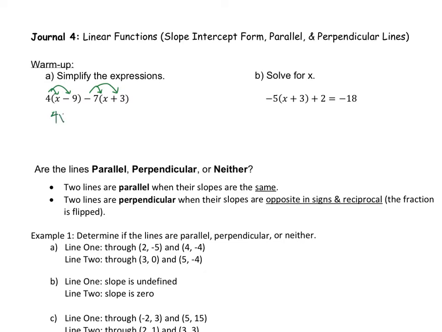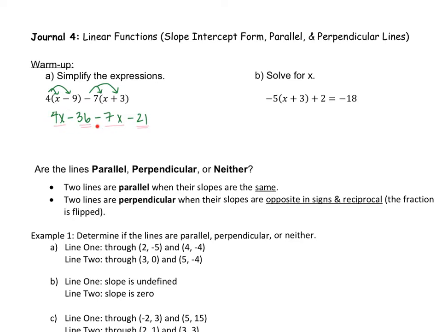So we would have 4x, 4 times 9 is 36, -7 times x equals -7x, and -7 times 3 is -21. And then we're going to combine our like terms here. So let's see what we can combine. So these x's can go together, and these numbers can go together. So we're going to combine our like terms.